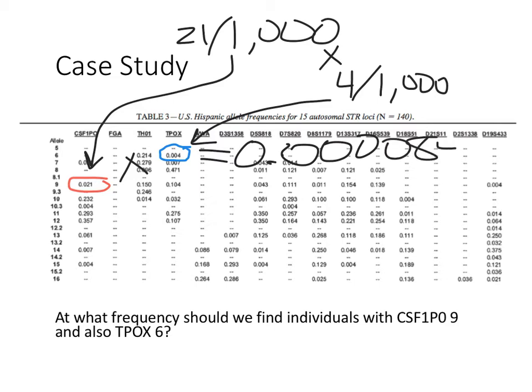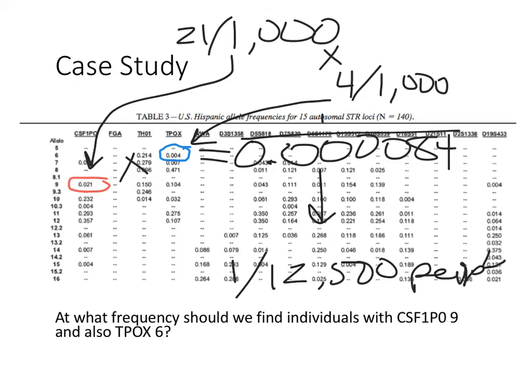0.00084. Okay, that sounds about right. So 0.000084 frequency. If you take the inverse of that, that is 1 over that really small number, you get a big number. This is about 1 in every 12,500 people will have that combination just of those two alleles.